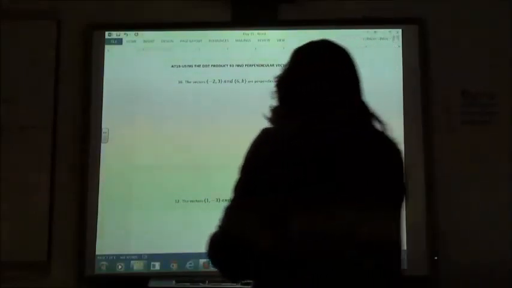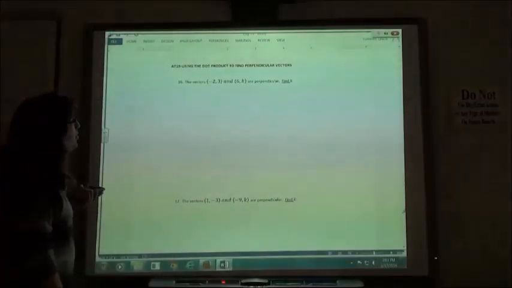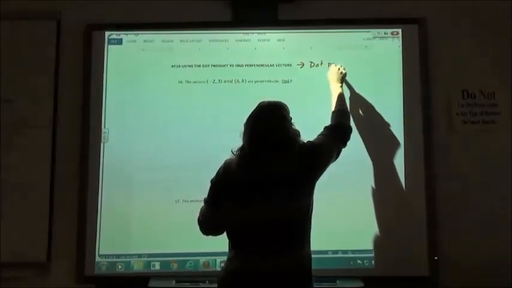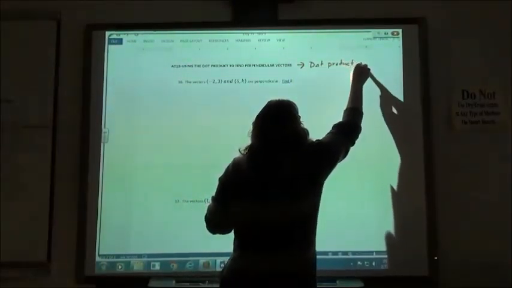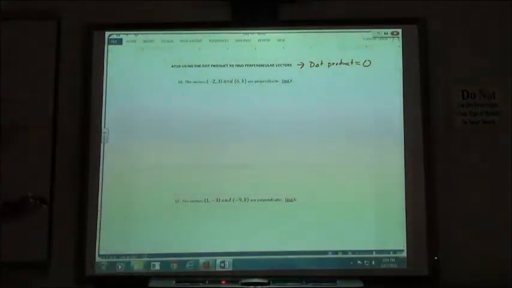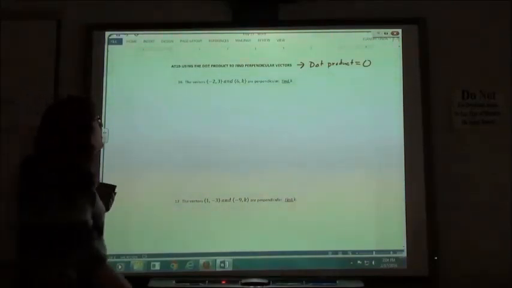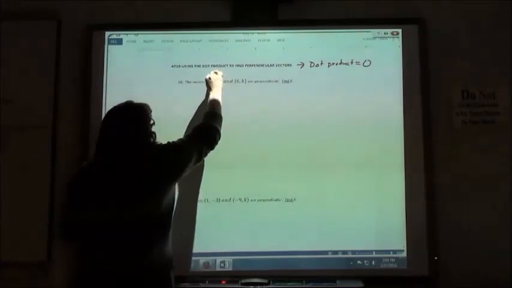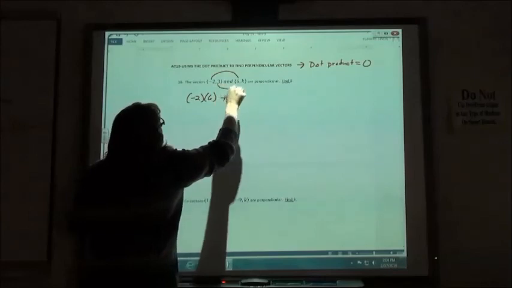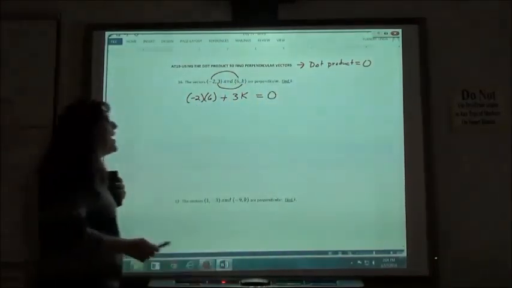16, 17, and 18 say to use the dot product to find perpendicular vectors. And if the vectors are perpendicular, the dot product always equals 0. So basically I'm setting up an equation where I'm finding my dot product and putting it equal to 0 and then solving it for my missing variable. So again, to do the dot product, I'm going to take the negative 2 times the 6 plus the 3 times the k. If it's going to be perpendicular, that has to equal 0.